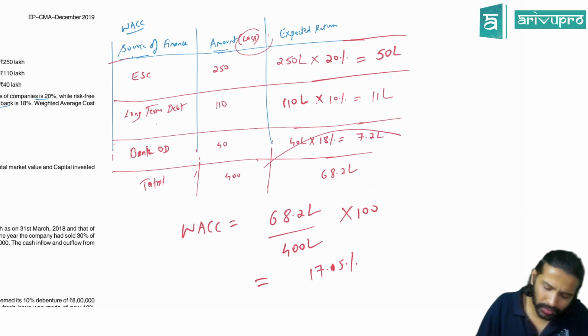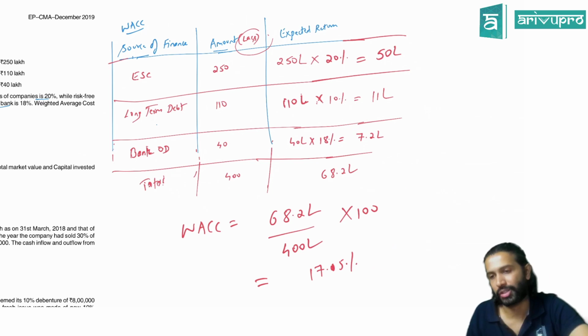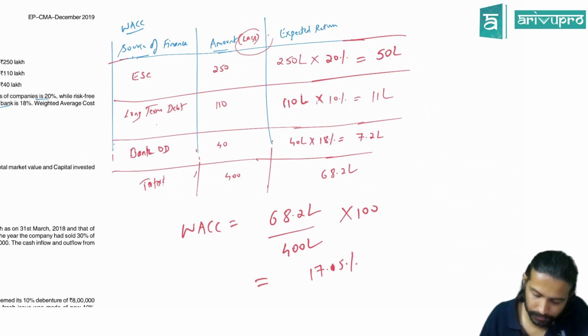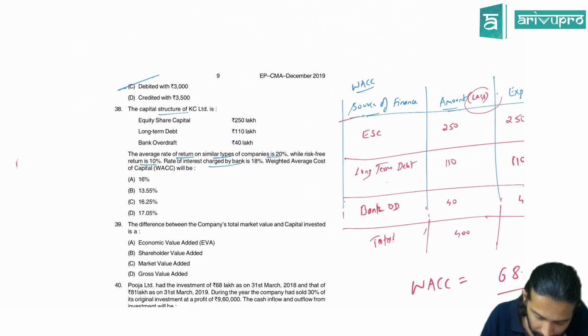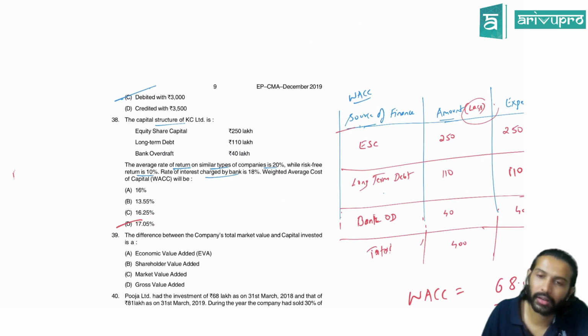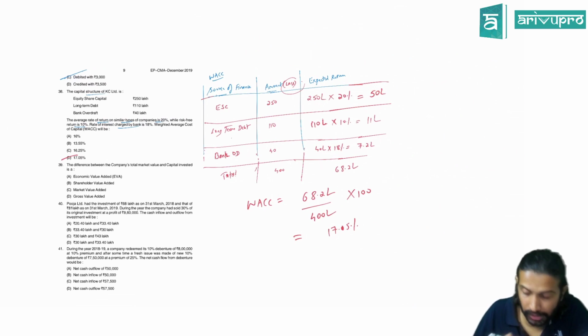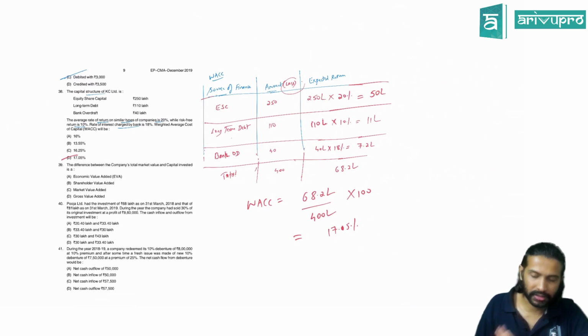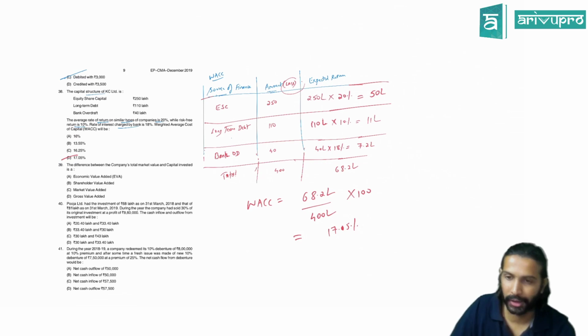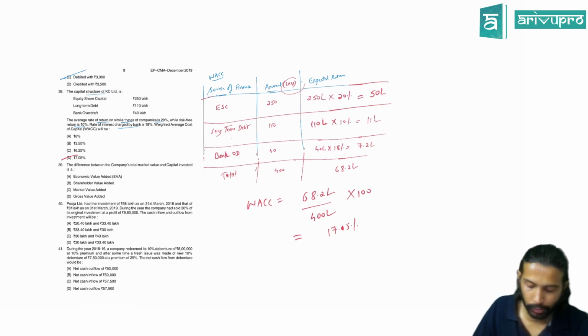So weighted average cost of capital is an average expectation of the shareholders. That is what 17.05, which is D. That's how they have derived this answer. A little debatable, this solution. I personally don't agree with this, but as I told you, I don't have overriding power over study material. Whatever they give, we have to follow it.